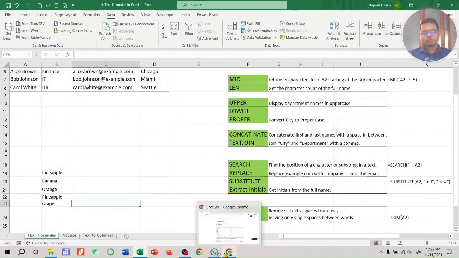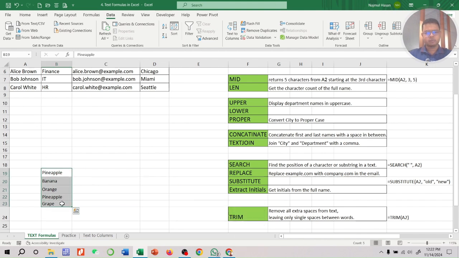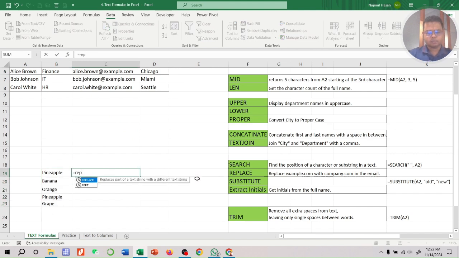Okay, right now we will practice the replace function. For example, here you have some first names, right? So you would like to replace some text after a certain character, right? For example, equals REPLACE, right? First parenthesis, old text is here, right? So it means comma, then starting number.